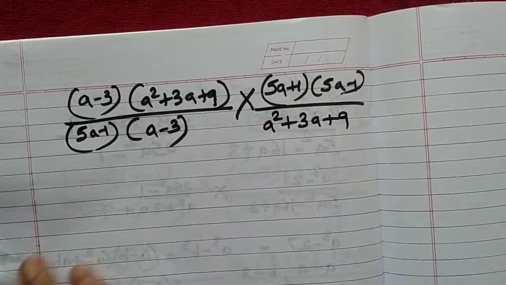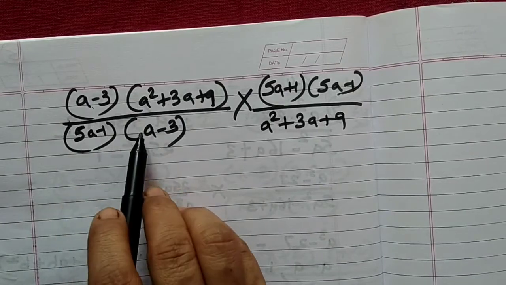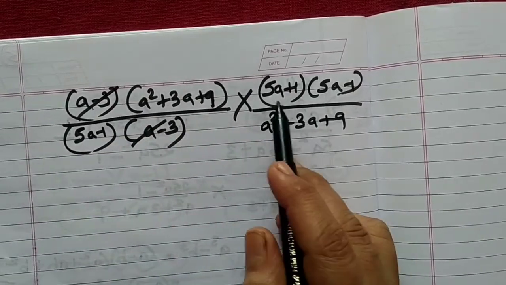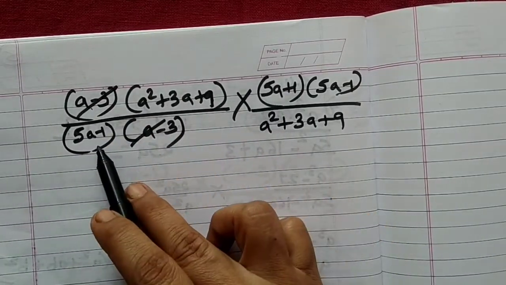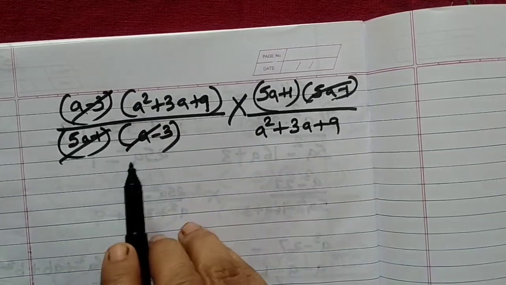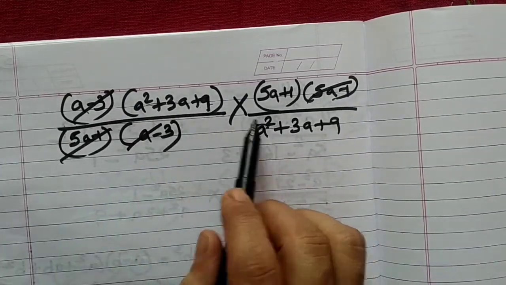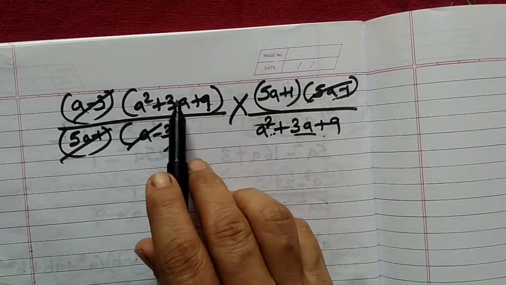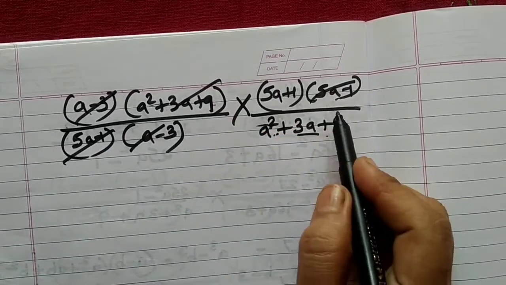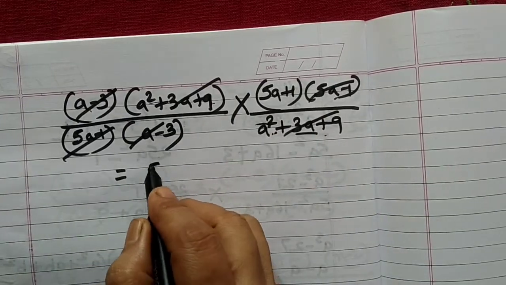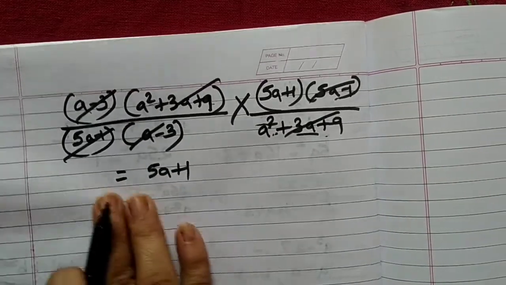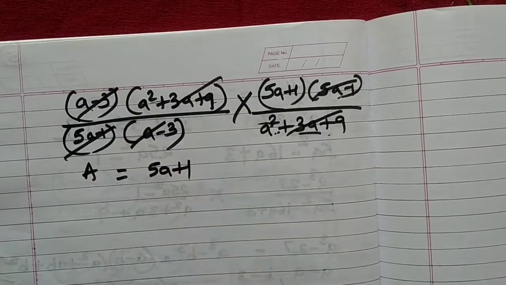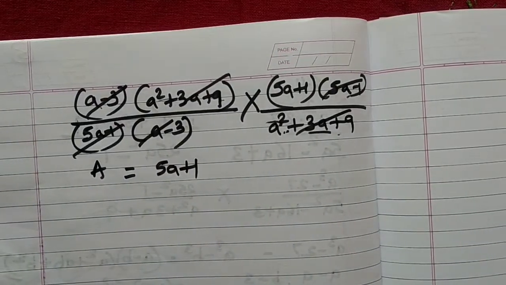Now we will do the cancellation. A minus 3 and a minus 3 will cancel. 5a plus 1, there is 5a minus 1. So 5a minus 1, 5a minus 1 will cancel. And this will also cancel. See, we did not get the factorization of this equation, but we got the same term here. So this will cancel. So the answer will be 5a plus 1. This is our answer. Now let us do the next sum.